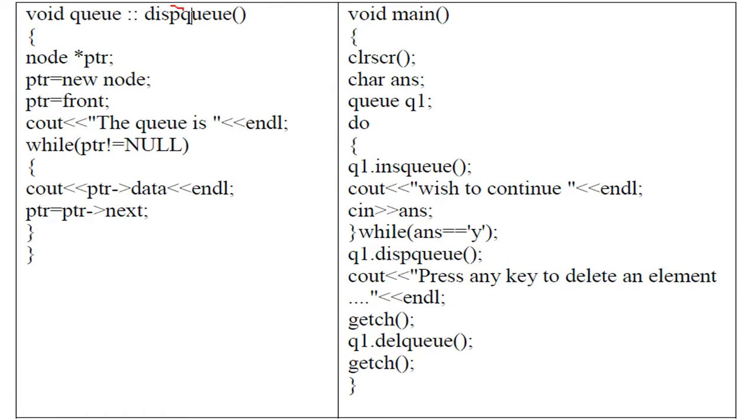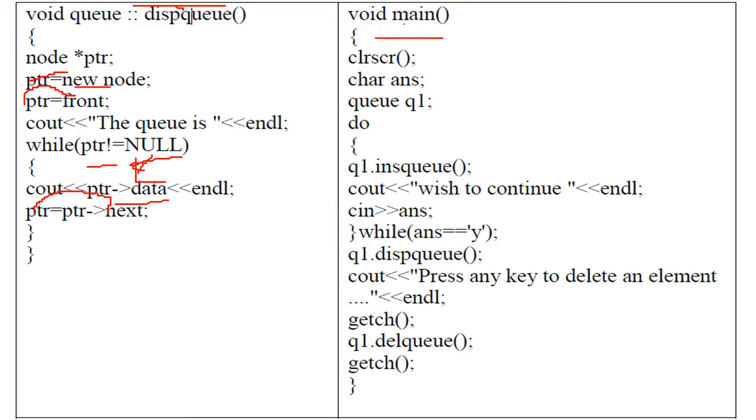And then in order to display the queue, we again make a pointer, a new node. This pointer starts with front, and till this pointer is not equal to null, we will just output PTR data, and PTR next will be assigned to PTR every time. So how to go about it?